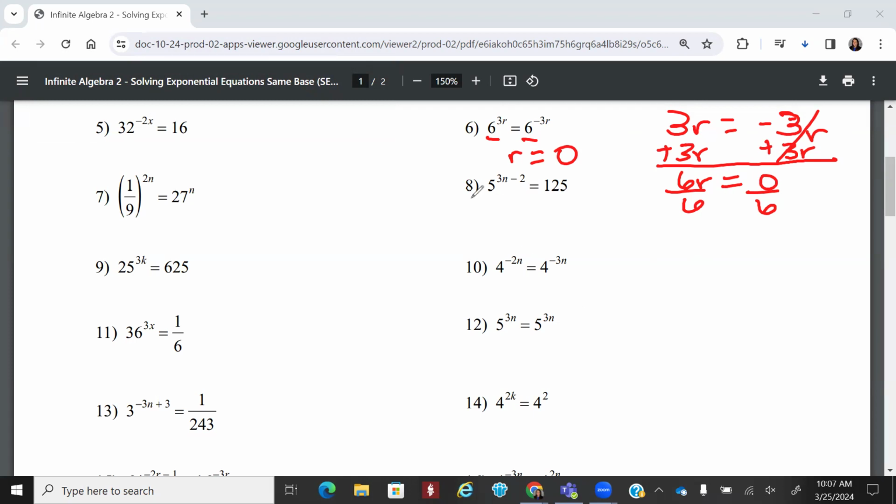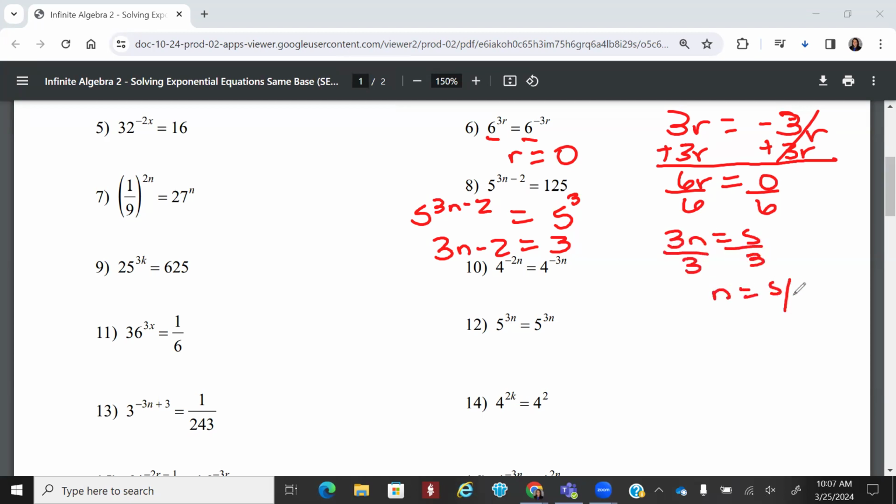Now on 8, our bases are not the same. We've got 5 raised to the 3n minus 2. And 5 raised to what power would give us 125? 3. Now the bases are the same. So we're going to drop the base, set the exponents equal to each other, and then solve. We'll add 2 to the other side, so that'll give us 3n equals 5. Divide by 3. So n will equal 5/3, or if you turn that into a decimal, that's okay.